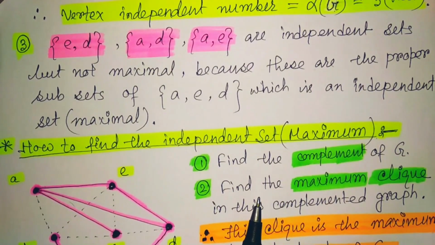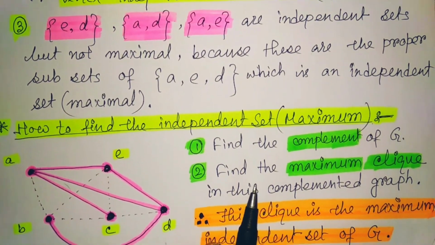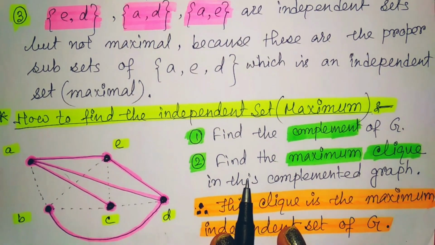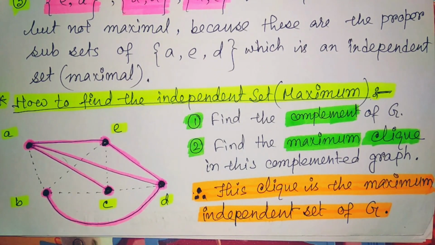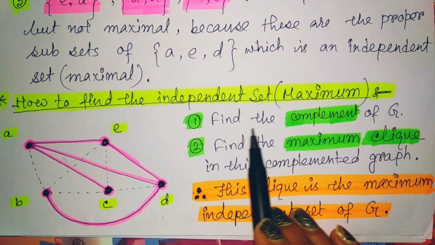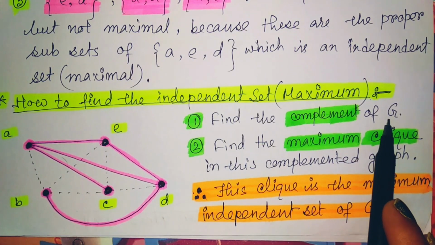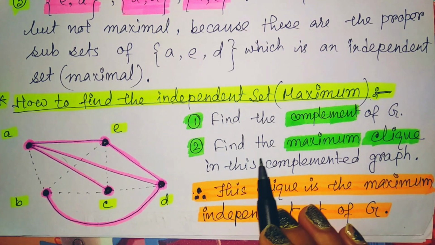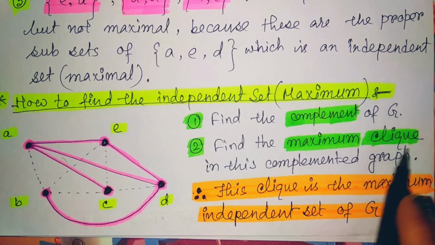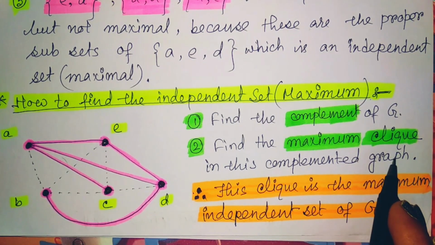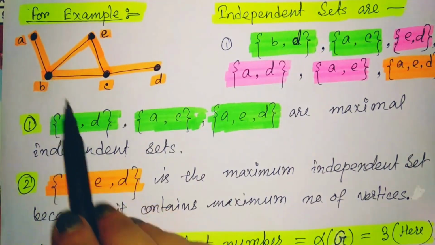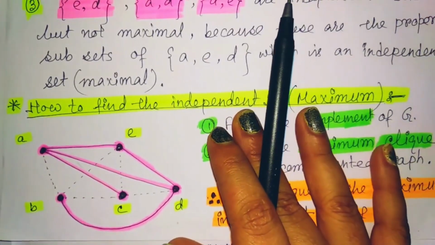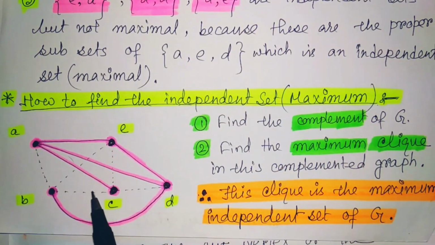Now how to find the maximum independent set? For that there are two steps. First of all, we find the complement of the given graph, and after that we find the maximum clique for this complemented graph. Initially this one is our given graph. If we find its complemented graph, then it should be this one. So this one is the complement of the given graph.